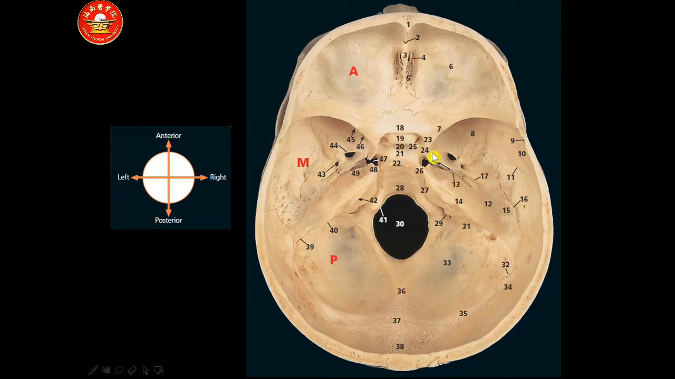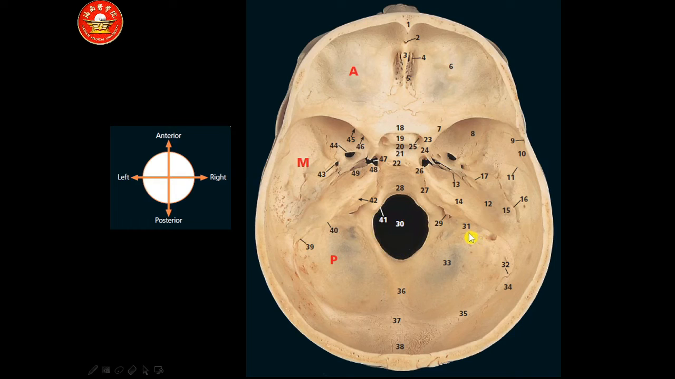24 is the carotid groove. 25 is the optic canal. 26 here is the posterior clinoid process. 27 is the groove for the inferior petrosal sinus and the petro-occipital fissure. 28 is the clivus. 29 here is the jugular foramen. 30 is the foramen magnum.